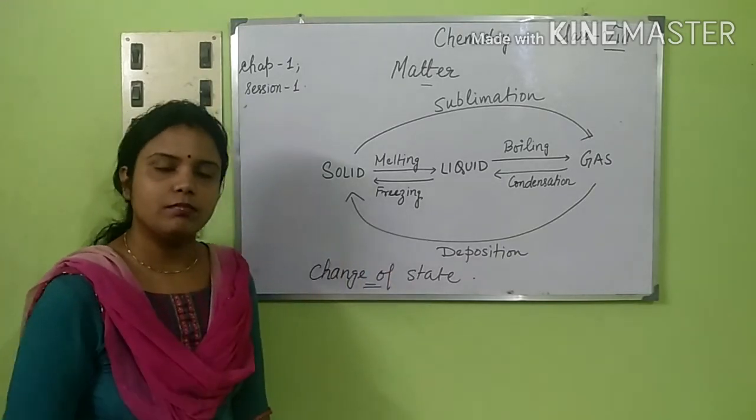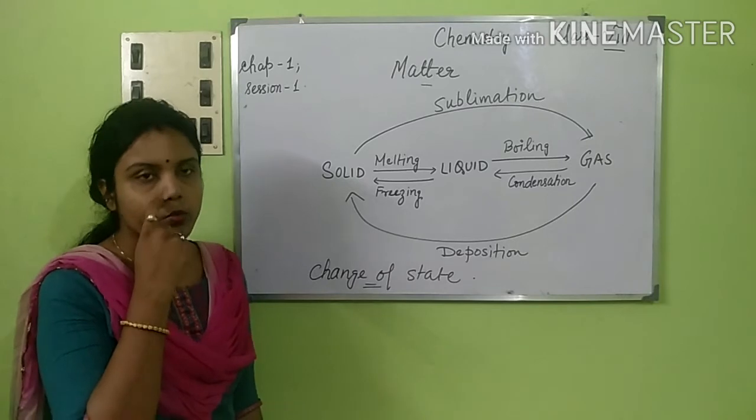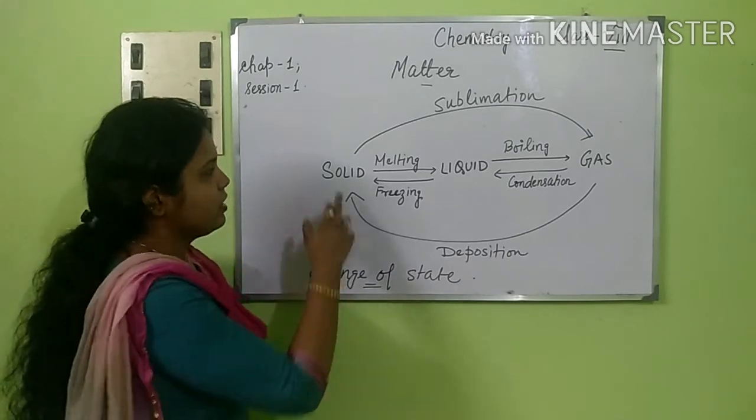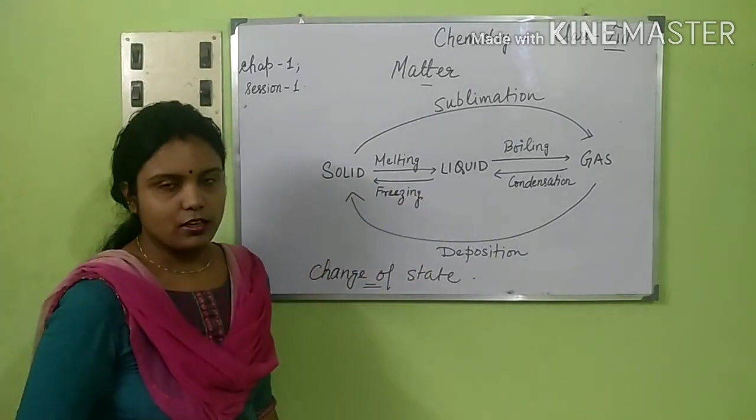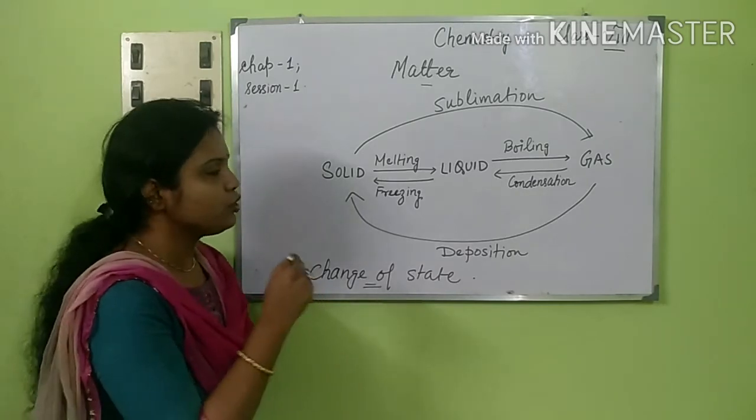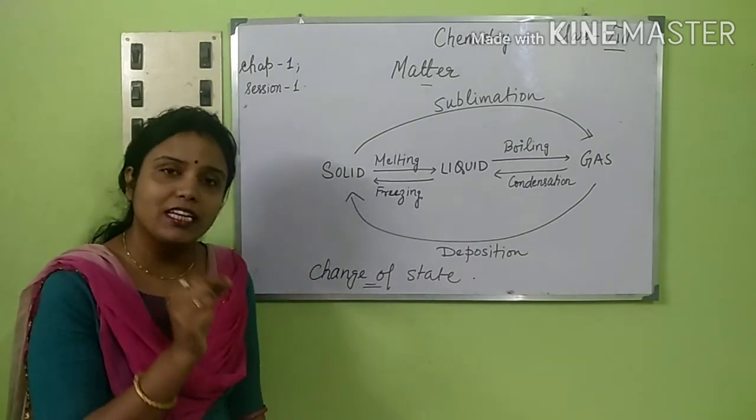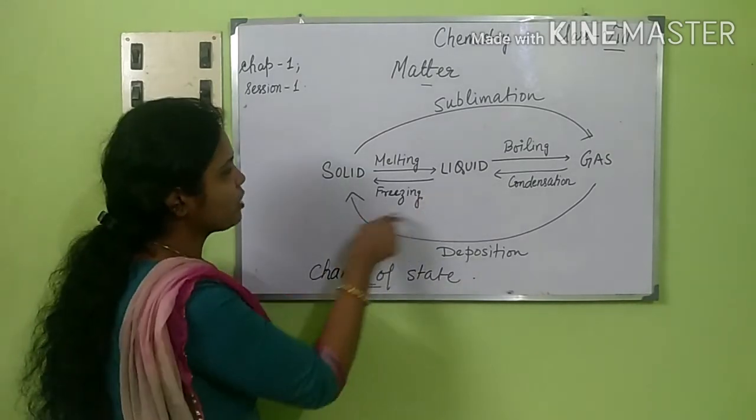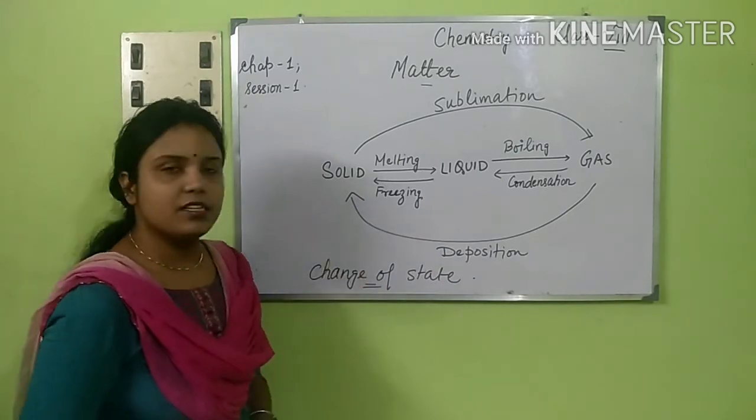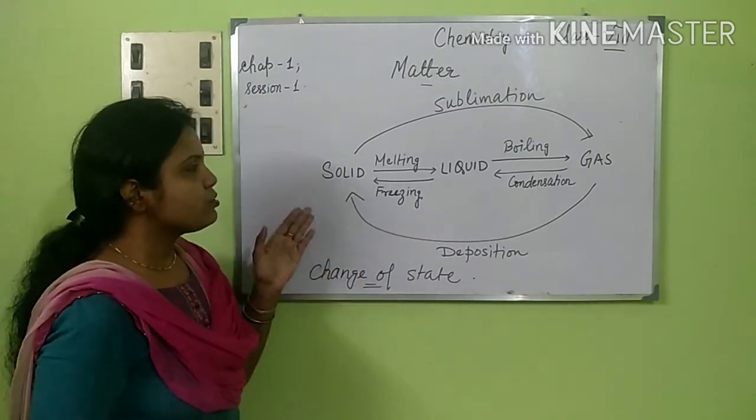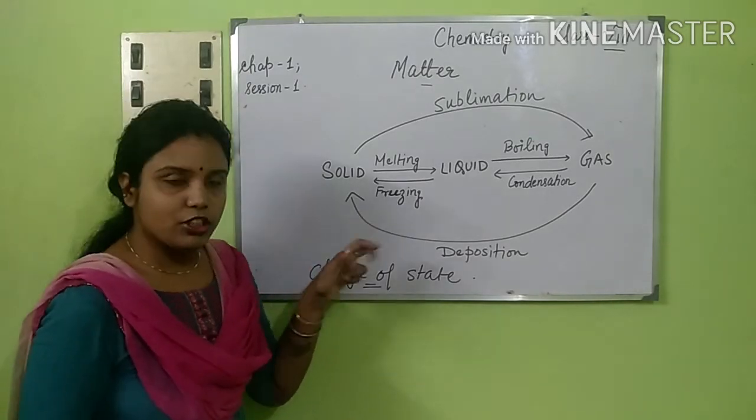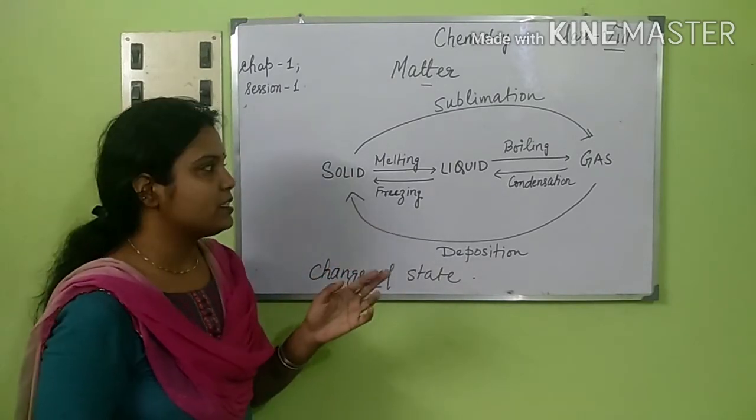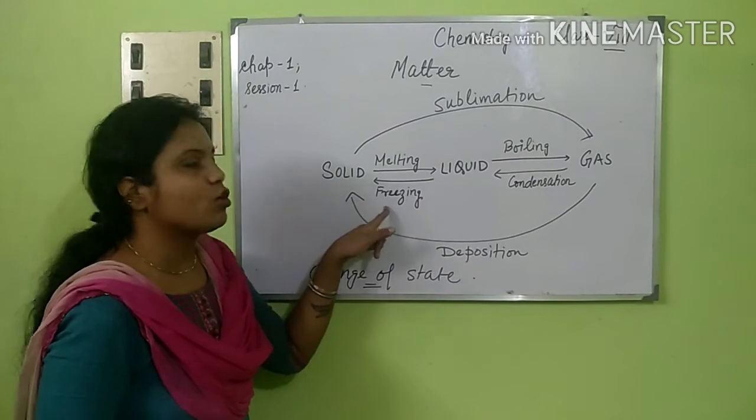Now, there is one more term that is used, that is melting point. What is melting point? When a solid changes to the liquid state at a constant temperature, that is, without a change of temperature, it is called the melting point. Same thing for liquid to solid: when a liquid changes to solid at a particular temperature, it is called the freezing point, or you can also say that when liquid changes to solid it is called freezing.